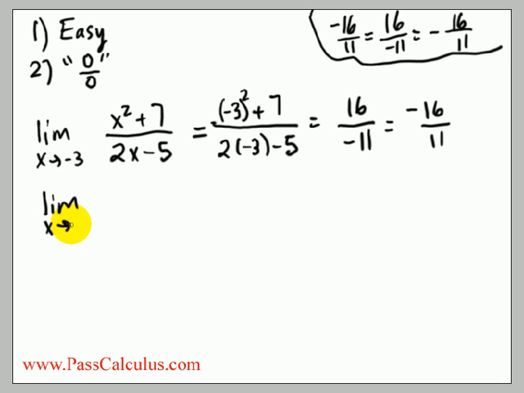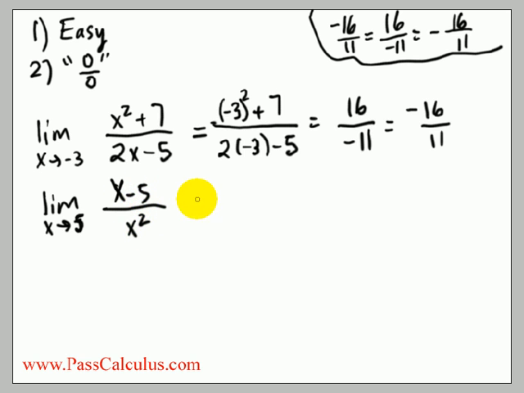What about something like this one? Limit as x goes to 5 of x minus 5 over, say, x squared. What do you think about that one? Well, let's put the number 5 in. We get 5 minus 5 on top, so it's 0 on the top, and 5 squared, 25 on the bottom. So we have 0 over 25.